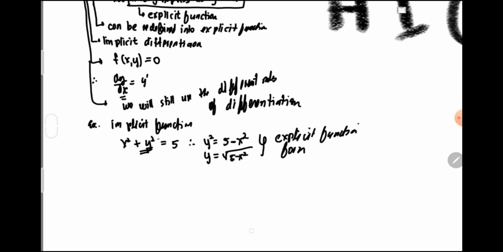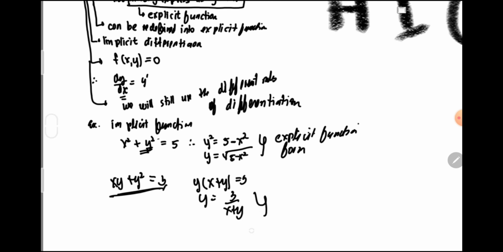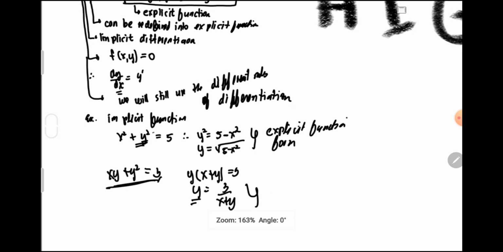Also, let's have the example xy plus y squared equals 3. This is an implicit function. We can resolve it into an explicit function by factoring out y, so we have y times x plus y equals 3. Therefore, y is equal to 3 over x plus y. This is its explicit form in terms of y, but you still have y inside. So this is still in implicit form. If you still have y inside, you still use implicit differentiation.